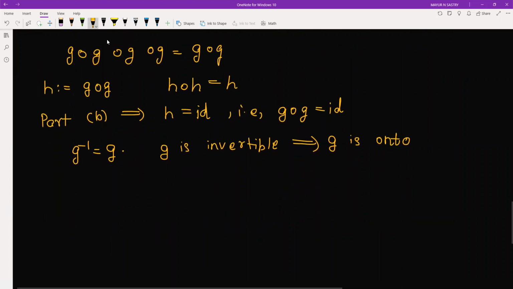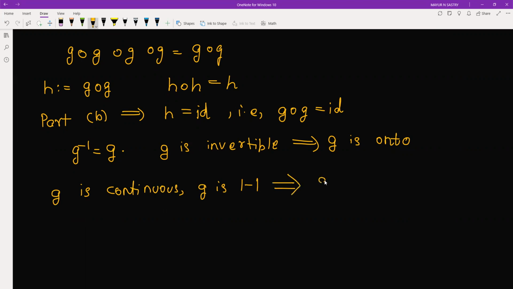Next part is to show that G is either strictly increasing or strictly decreasing. And we classify both the terms together as monotone. We say that G is monotone, or to be more precise, strictly monotone. So we know that G is continuous, and G is 1-to-1 because G is invertible. We want to show that this in fact implies that G is monotone.